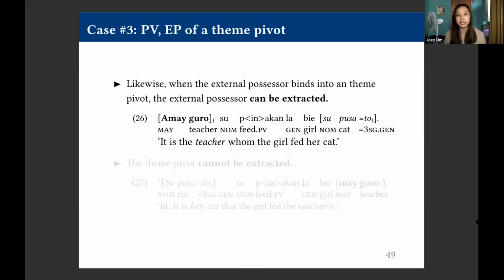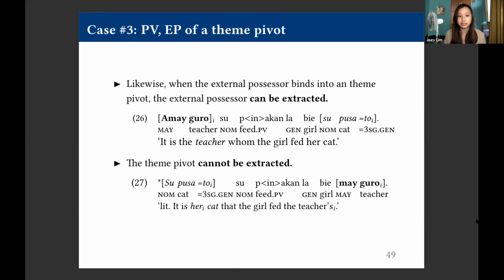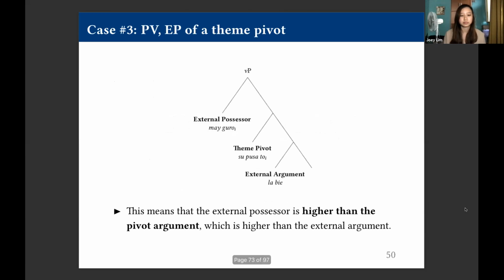Next, let's look at a PV case where we have external possession of a theme pivot. In these cases, the external possessor can be extracted. So in 26, we again have Amai Guru as the external possessor, but in this case, it's the external possessor of the theme pivot argument, supusato. In this case, we can cleft the teacher. Like in the AV case, the theme pivot now cannot be extracted. What this means is that the external possessor must be higher than the pivot argument, which is higher than the external argument.